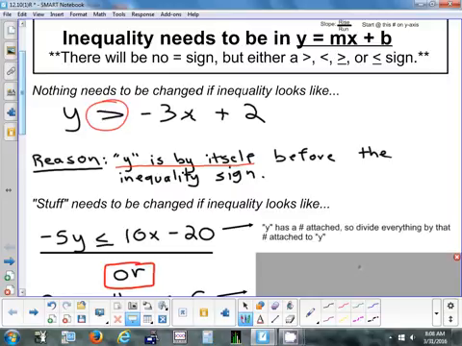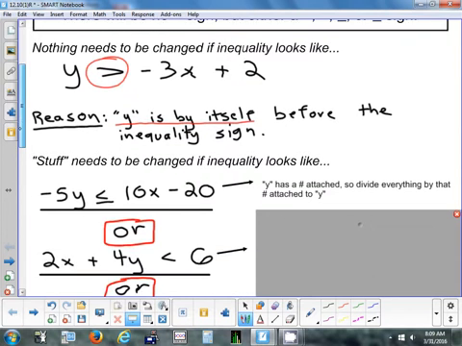So if y has a number attached to it, you divide everything by that number. So I divide by -5, divide by -5, divide by -5. And I don't think we wrote it on here, but does anybody remember what happens when you have an inequality and you divide both sides by a negative? The sign flips. So that's still a rule we have to remember. If you ever divide both sides by a negative, flip the sign. But we did that way back at the beginning.